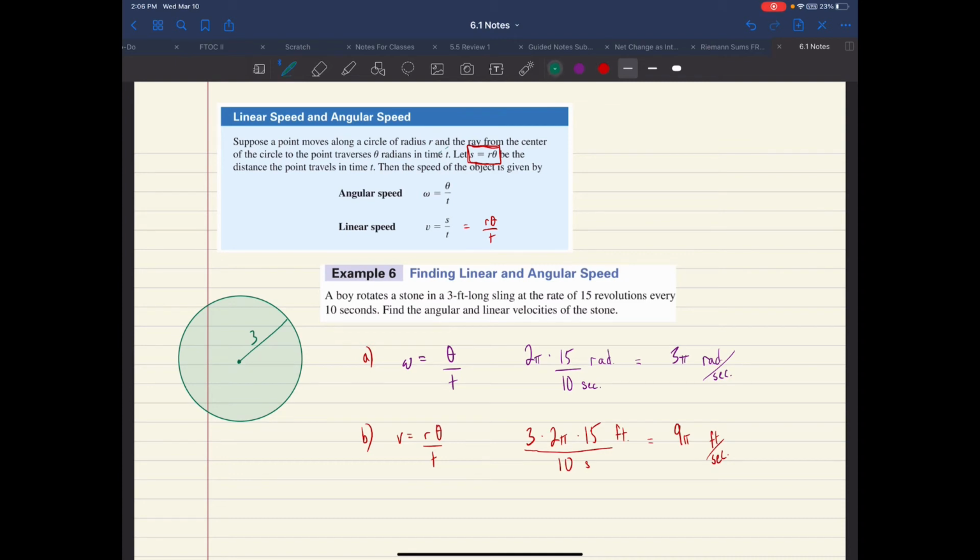And if you just analyze what we have there, it's 3 times 2 pi times 15. If you look at 2 pi times 3, that's really just the circumference of the circle. So 2 pi times 3 would be 1 revolution, but it would throw in that measurement of feet. And then it does that 15 times, which makes sense. So it's the circumference of the circle multiplied by the number of times you go around that circle.